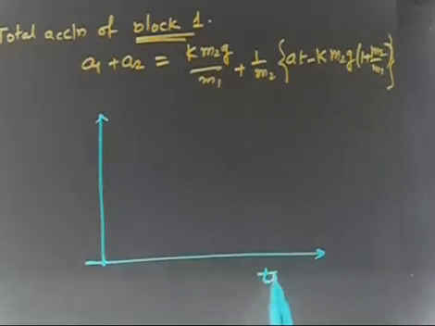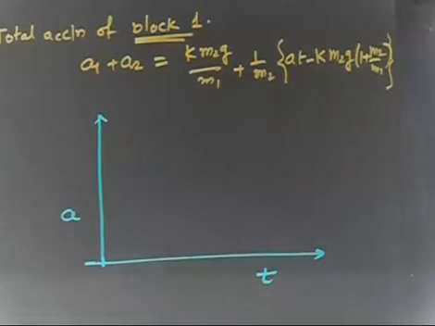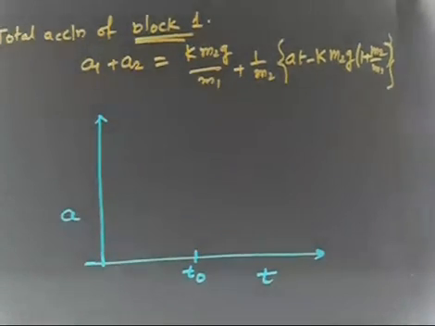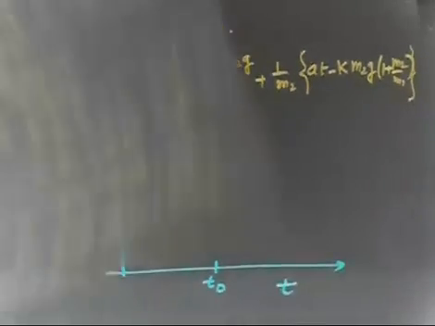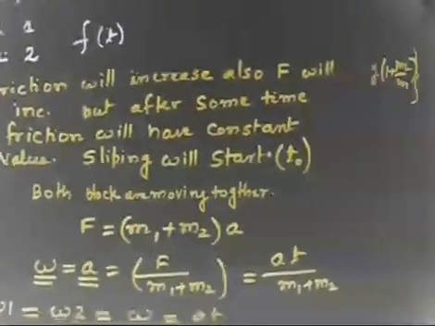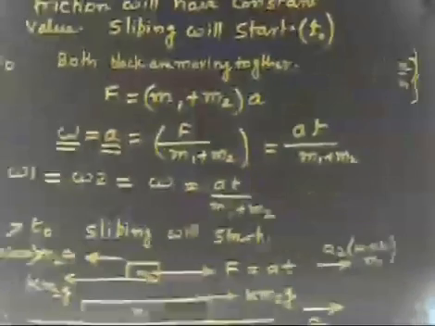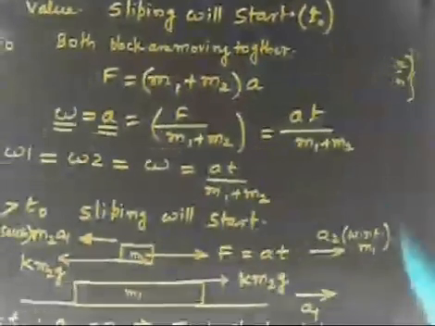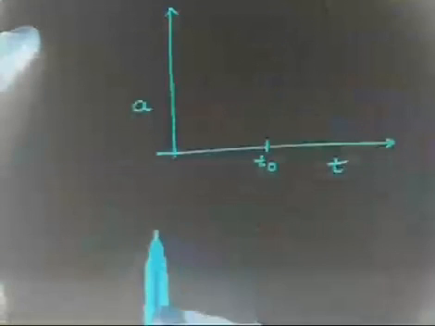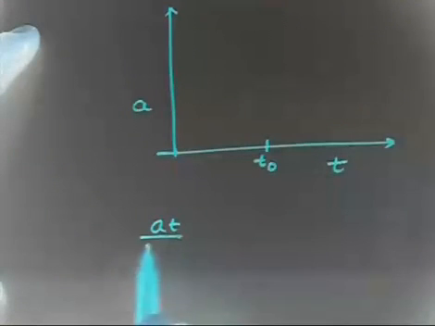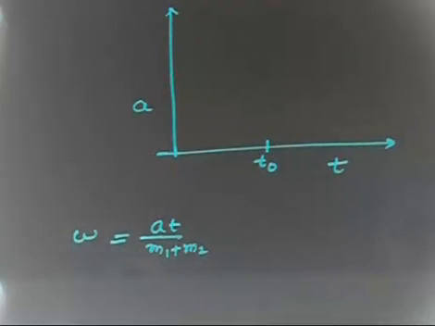So this is the time axis, this is the acceleration axis. If you see, before t equals t naught, both blocks are going with the same acceleration. If you see the first part, both will have the same acceleration, that is a t by m1 plus m2. So both will have the same acceleration.